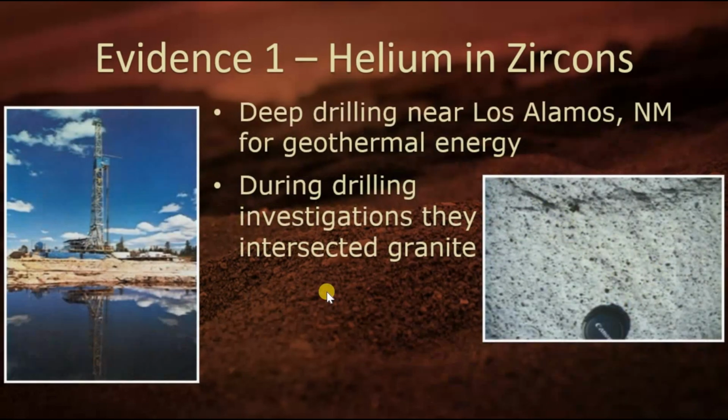So there was a deep drilling near Los Alamos, New Mexico for geothermal energy. During the drilling investigations, they intersected granite. Here's a picture on the left of the actual drilling rig that did the borehole, and they went 3 miles deep into the earth. And they extracted granite samples. And you can see a picture here on the right of the granite that was taken out of the ground. And it was located up in the mountains to the west of Los Alamos, New Mexico. And the rock was hot and dry.